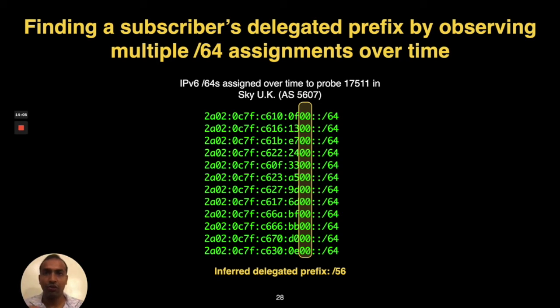The slide shows /64s observed by a sample probe in Sky UK. We see that the rightmost 8 bits of the network prefix are always set to 0. So all of the quad digits just before the colon are always 0, the last 2 of them, and these comprise 8 bits. So subtracting 8 from 64, we therefore infer that this subscriber is being delegated a /56 prefix.